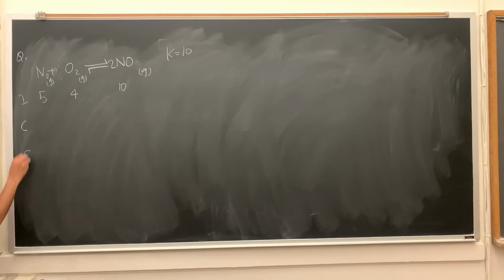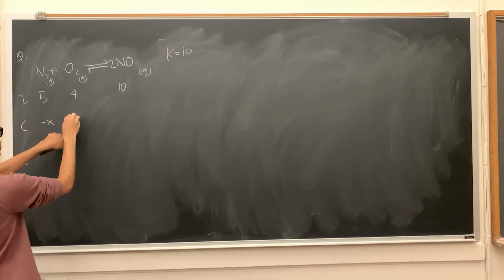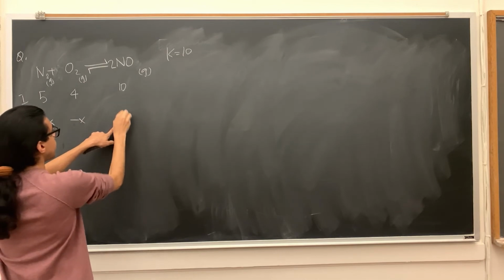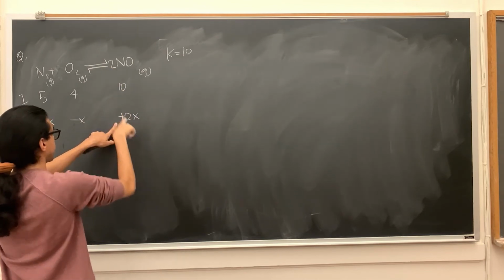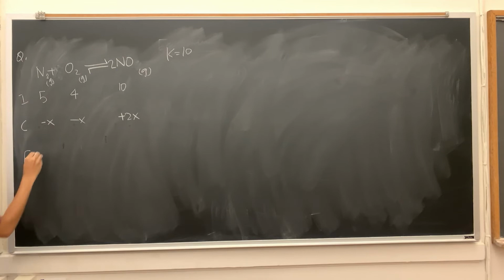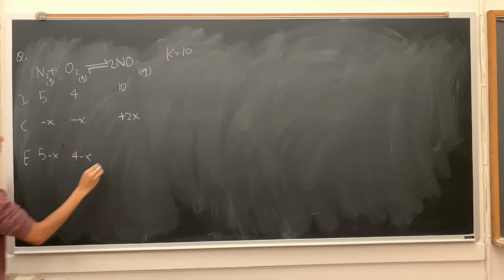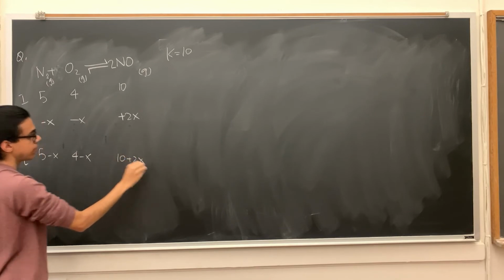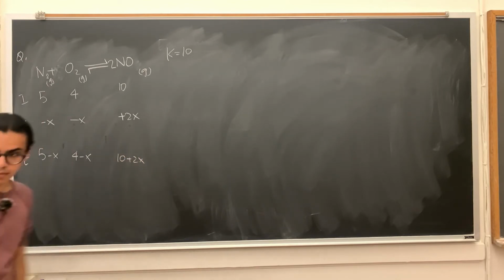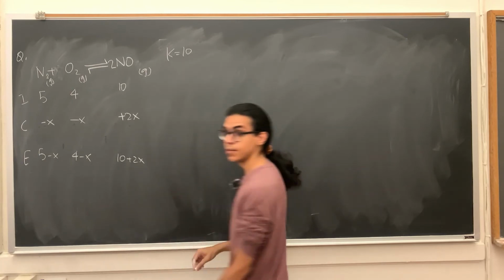Let's draw an ICE table. All right, now in terms of x's, tell me what do I put here? Negative x, positive 2x because it has a coefficient. Good. So equilibrium is just the sum, 5 minus x, 4 minus x, 10 plus 2x. So far so good?